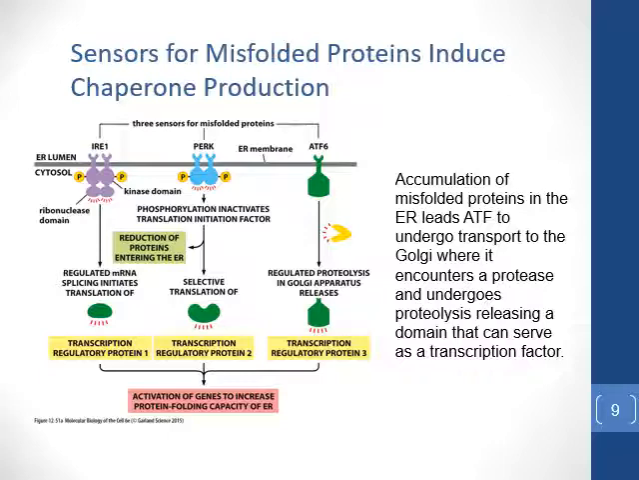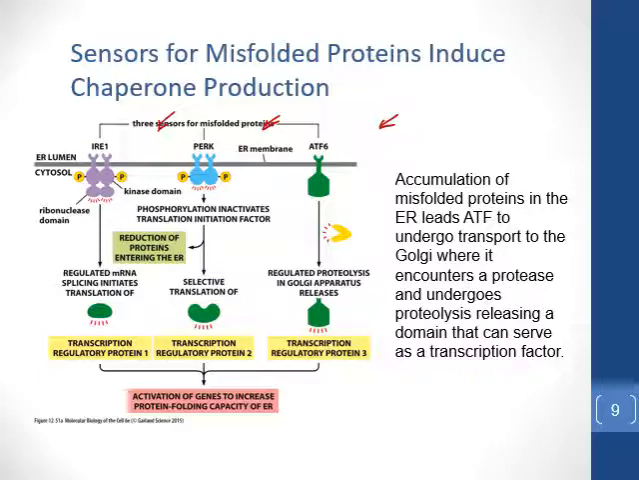Well, it turns out that in the ER, there are 3 proteins that have sensors for the presence of misfolded proteins. And these proteins are called ATF6, PERK, and IRE1. Okay? So we're going to take a look at these one at a time. We'll start with ATF6 and move to the left.